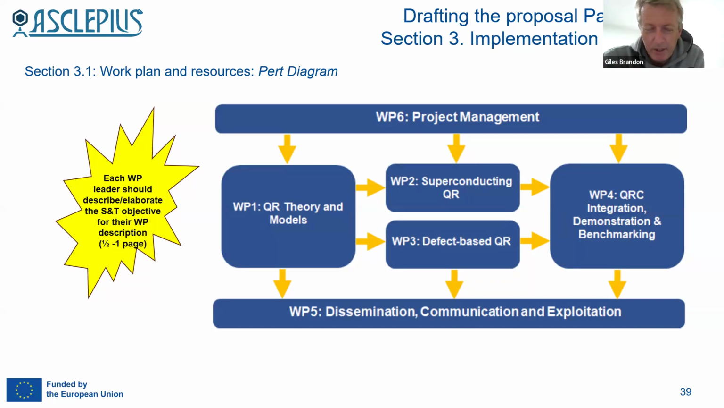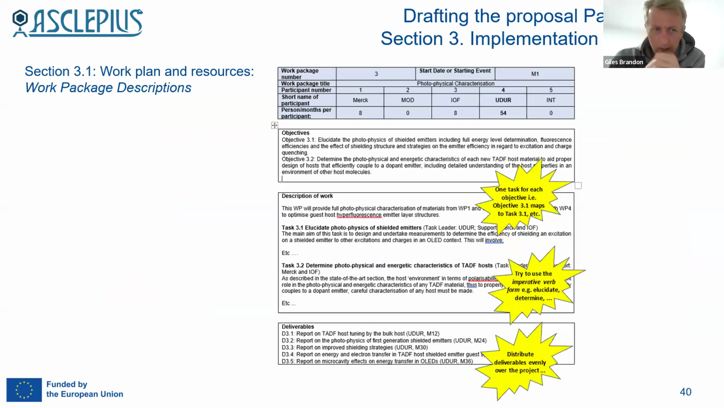Whatever the field of science and technology, you can often simplify the sort of overall flow, the relationships of the scientific and technological work packages. I strongly recommend that. Then the work package dealing with project management dissemination, you just basically kind of put them on the side above and below those S&T work packages in the middle. In this section subsection 3.1 is where you have to provide the work package descriptions. So the work package descriptions, these are descriptions of the objectives and tasks for each of the different work packages.